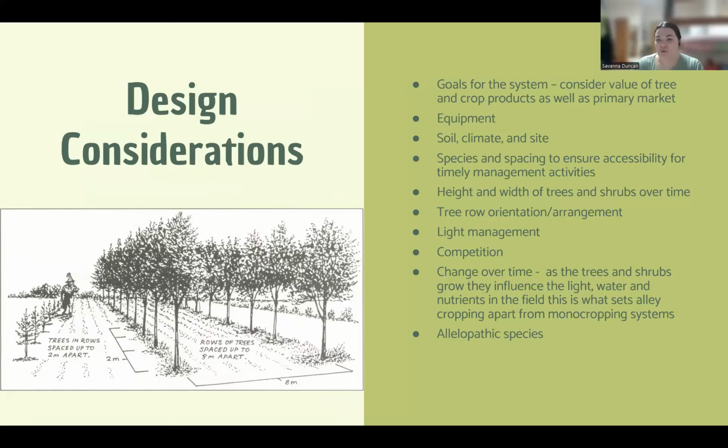First and foremost, when you're considering designing an operation like this, you need to have your goals for the system clearly laid out, considering the crops themselves as well as your primary market. Who are you selling this to? Who are your customers? What are they looking for? It's also important to take into consideration the equipment that you have available. In the learning module, there's a farm that had to experiment a little bit because their harvester has to fit over their current production system, and it couldn't with some of the alley croppings that they chose.